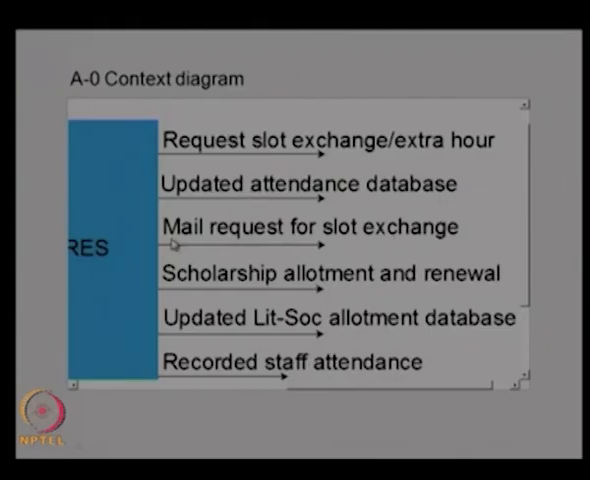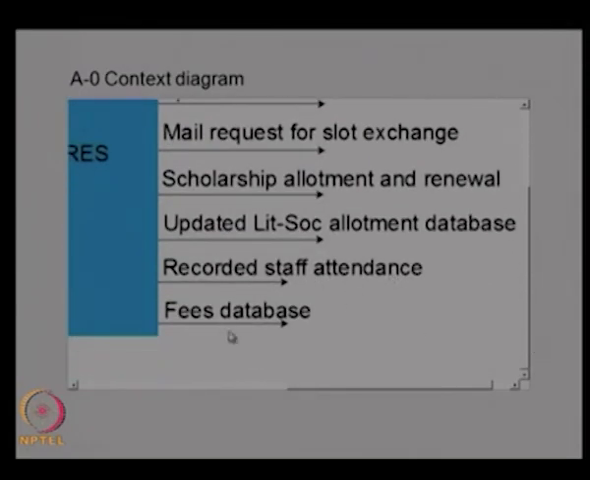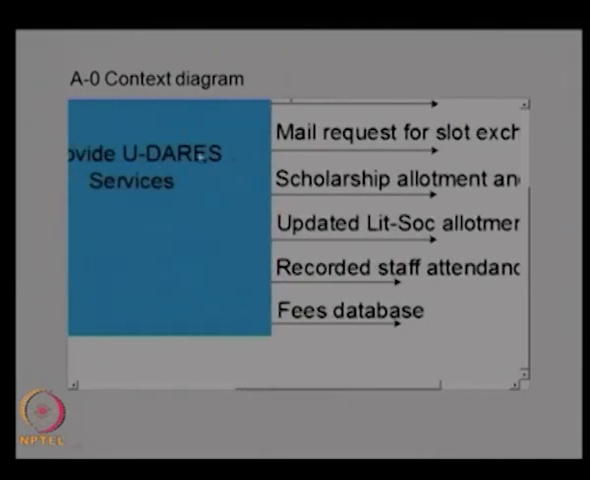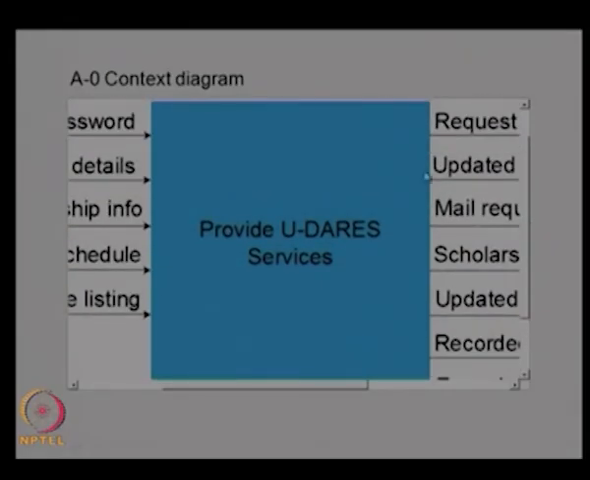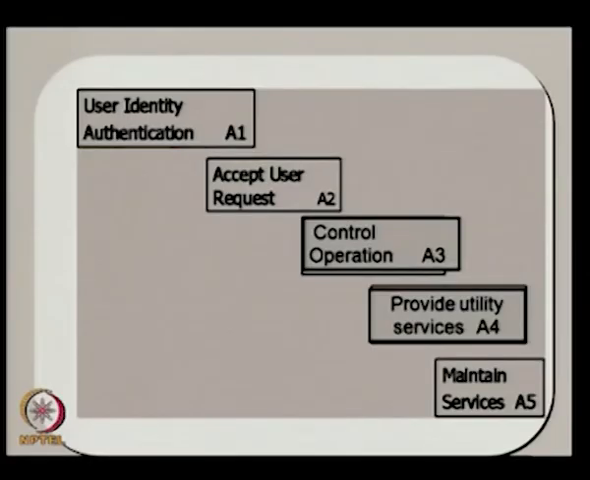So updated attendance database, mail request for slot exchange, scholarship allotment and updated databases, then staff attendance fees database, all these will be given as output from the UDAIR services. You can actually go for further decomposition using the IDF0 diagram as we explained in the previous cases also. This A0 function can be divided into A1, A2, A3 functions like this. So these are the sub functions we need to provide, like user identity authentication, accepting user request, then control operation, then provide utility services, and then maintain services.